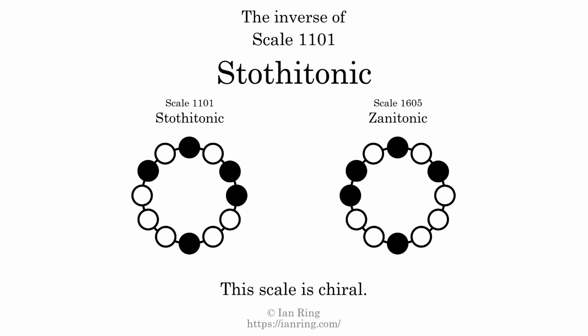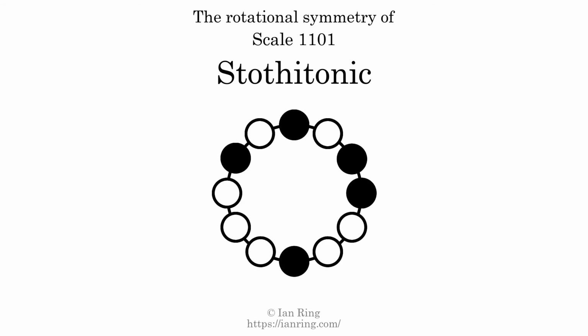The inverse of a scale is a mirror image. It is what you get when the sequence of intervals is reversed. The inverse of this scale is scale 1605, also known as Stothitonic. This scale is chiral. It cannot transform into its inverse by rotational transformation. This scale has no rotational symmetry.